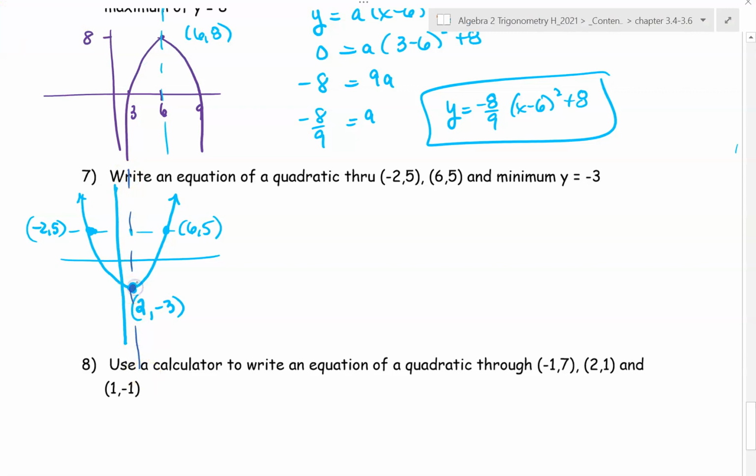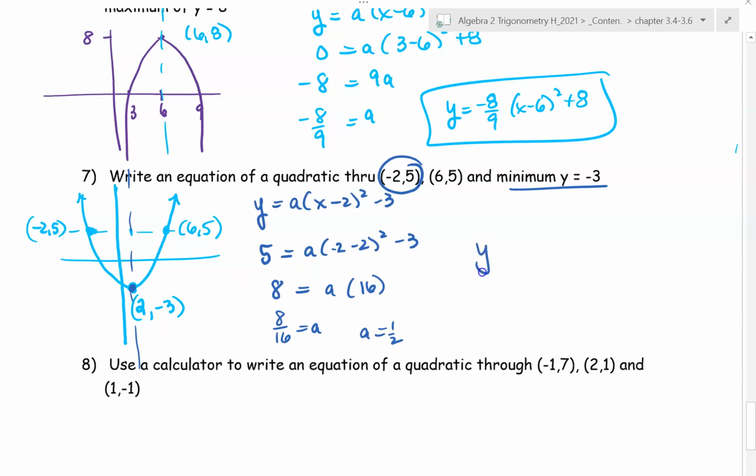So you know that the minimum is -3, so we have the vertex. Again, since I have the vertex, I would start with vertex form. Now we could use either point. How about this one? Substitute 5 in for y temporarily, and -2 in for x to find the a. So you get a equals 1/2.